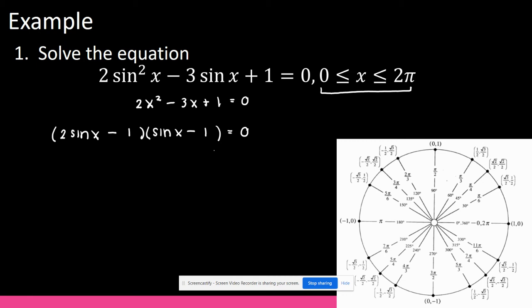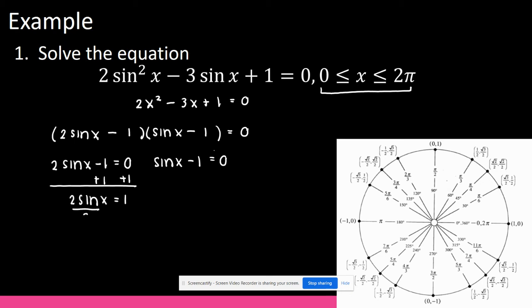All right, so now I'm going to take each factor and I'm going to set it equal to 0 to continue solving for sine. So to isolate the sine by itself, notice in this first equation, we're going to have to add 1. So now we have 2 sine of x equals 1. So then lastly, we'll divide by 2. And so now we're dealing with the sine of x equaling a half. In the other equation, we just have to add 1 to get that sine of x by itself. So sine of x equals 1.